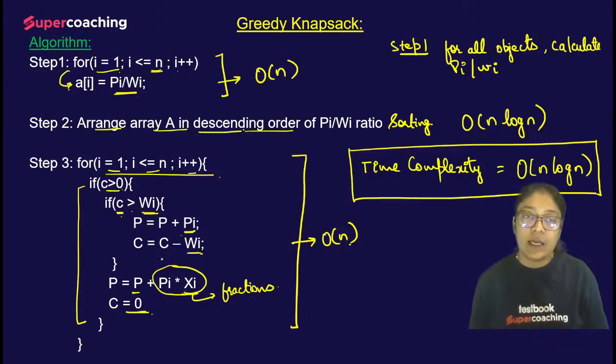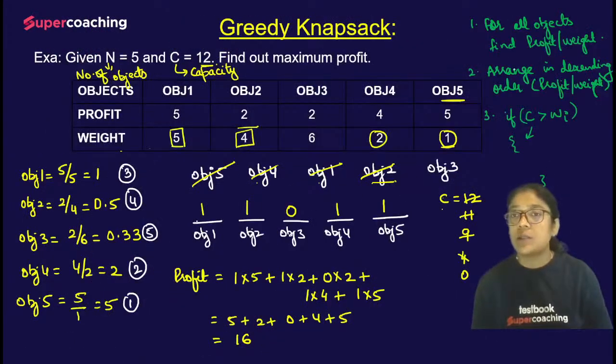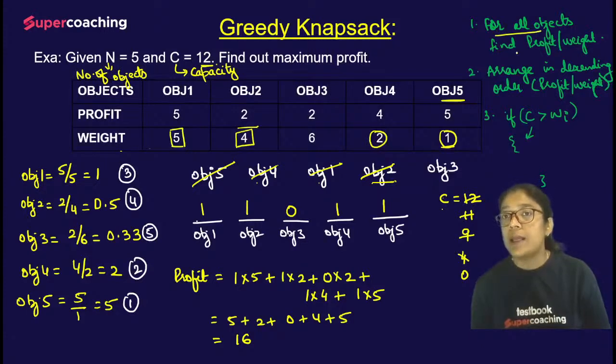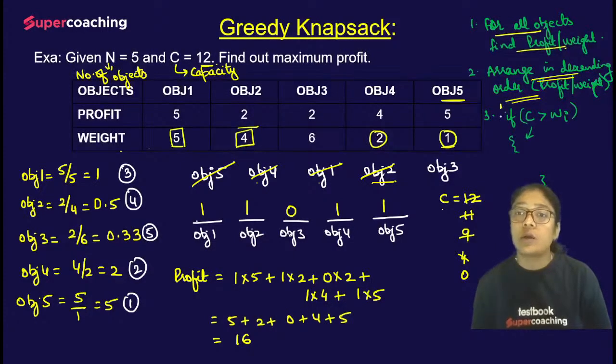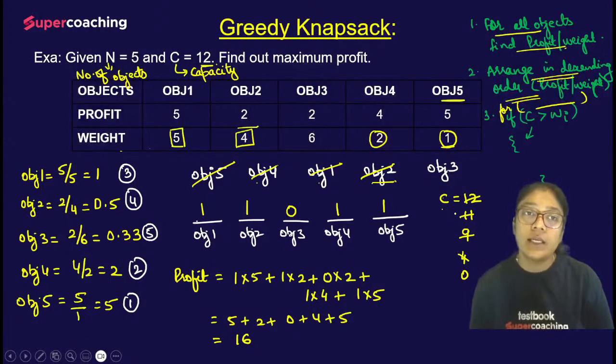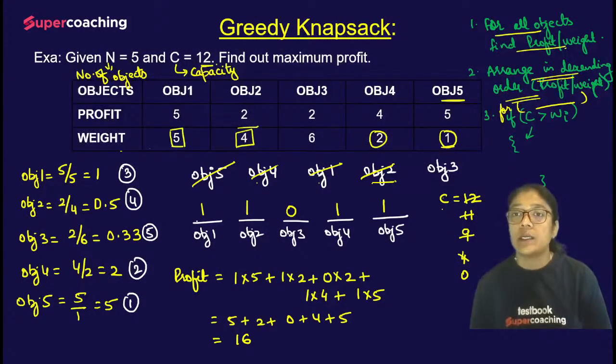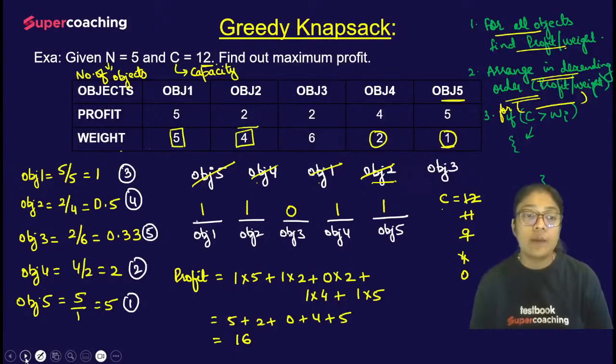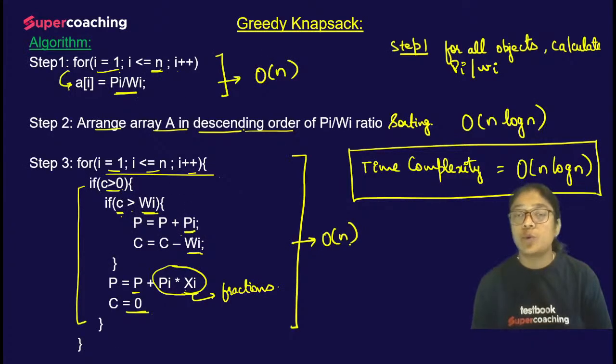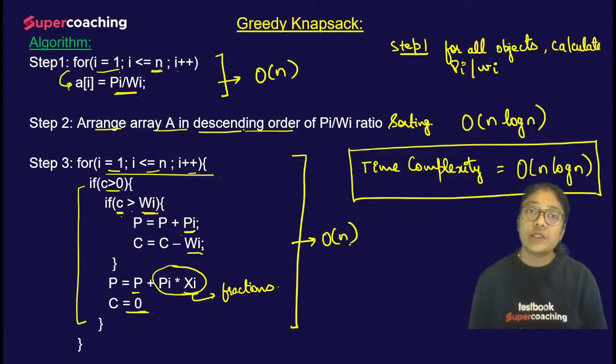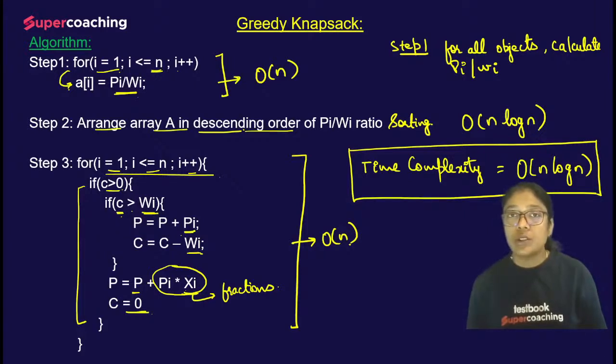If the steps are clear, you don't need to write all this. You can write the steps in simple English, like I wrote the steps here. First, for all the objects, you calculated the profit upon weight ratio. Then we arrange the elements in descending order. Then for all the objects we look at the capacity, and on that basis we decide whether to take the object completely or in fractions. So you don't need to write the algorithm the way I did, nor memorize these steps. If you are comfortable solving the questions and understand the algorithm, you are good to go. Okay?